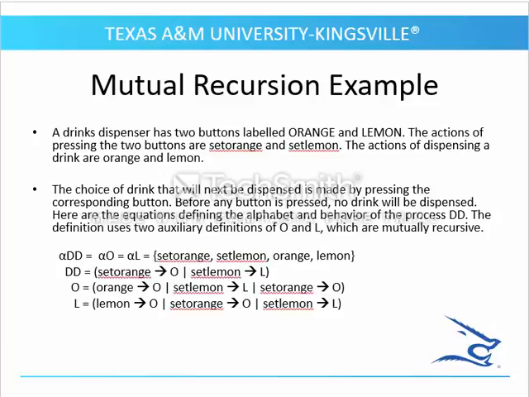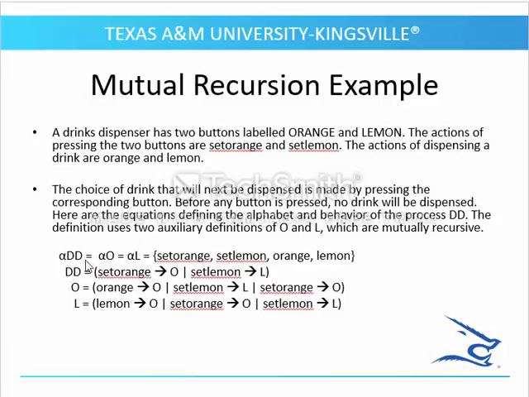Now let's look at an example of a mutual recursion. A drink dispenser has two buttons labeled orange and lemon. The actions of pressing the two buttons are set orange and set lemon. The actions of dispensing a drink are orange and lemon. The choice of drink that will next be dispensed is made by pressing the corresponding button. Before any button is pressed, no drink will be dispensed. Here are the equations defining the alphabet and behavior of the process DD. The definition uses two auxiliary definitions of O and L, which are mutually recursive.